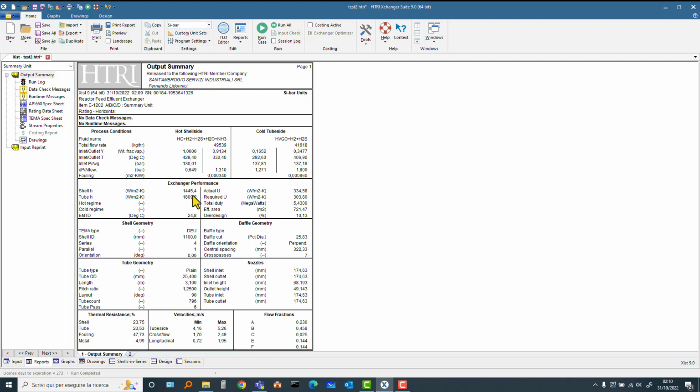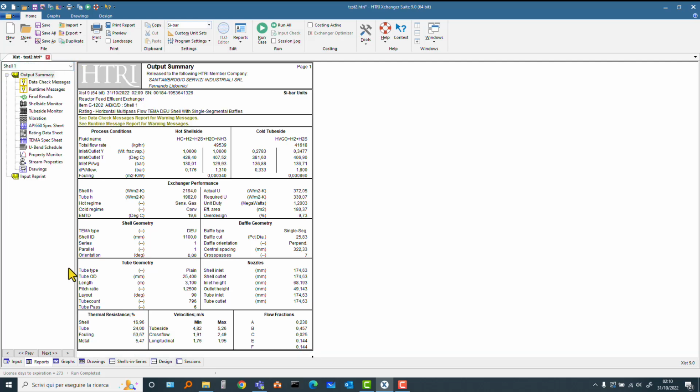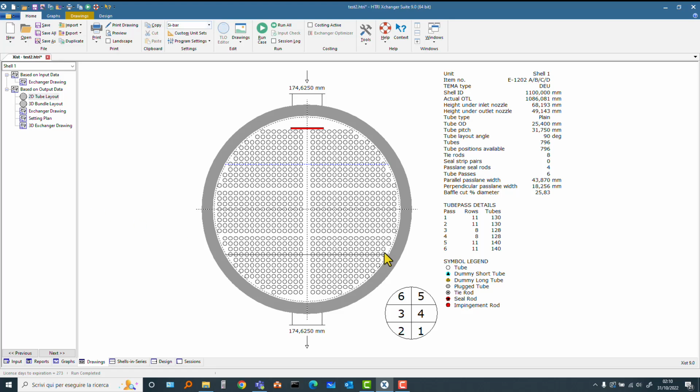You see how the tube side coefficient is increased. Now, the first trial with 4 passes, we had 1200, now we have 1800. Of course, there is space also to increase this coefficient, but let's look at the tube layout now, how the tube layout is made. So again, we must check a single shell, drawings, tube layout.